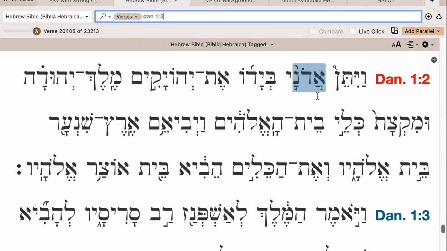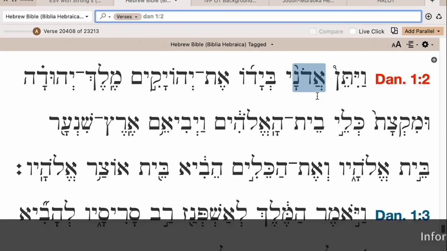Now, I want to point out here that this word Adonai means Lord, but typically in the Hebrew Bible, we get the tetragrammaton, Yud He Vav He, which actually spells out God's personal name.